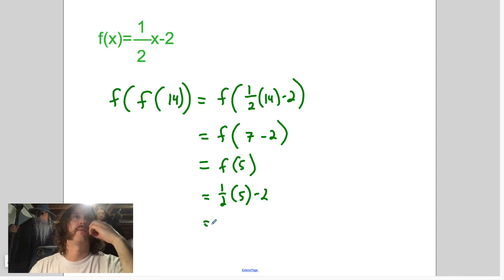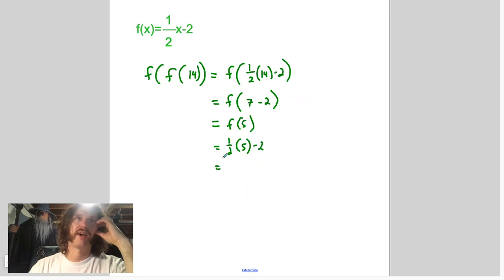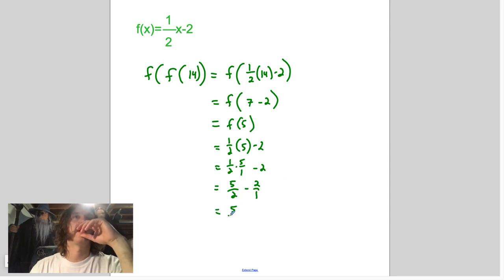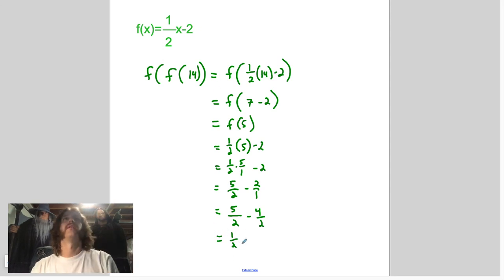All right, now we're a little bit in trouble. 1/2 times 5, 1/2 times 5 over 1 minus 2. That is equal to, multiply across the top, 5 over 2 minus 2 over 1. We got some fractions. They need to have the same denominator, so that is 5 over 2 minus 4 over 2. And 5 minus 4 is 1/2. Who'd have guessed that f of 14 is 1/2?